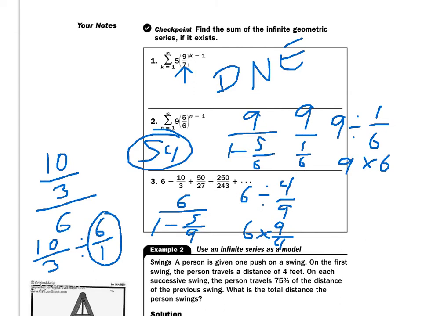And hopefully when you did 6 times 9, you got 54 divided by 4 was 13.5.